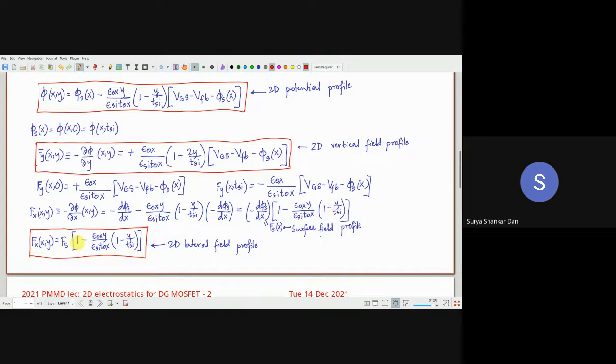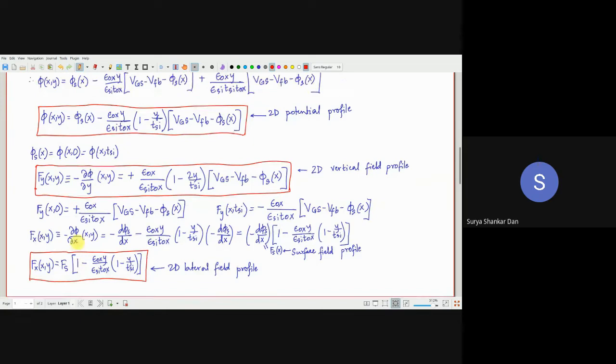Now, a couple of observations before we go into today's lecture. Notice that I have shown here, when we are trying to find the potential at y equal to 0, that is φ(x,0), what will happen here? You put y equal to 0 here, so this entire term vanishes. So you will be left with only φs(x).